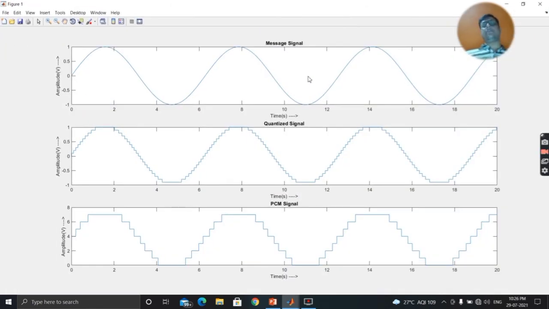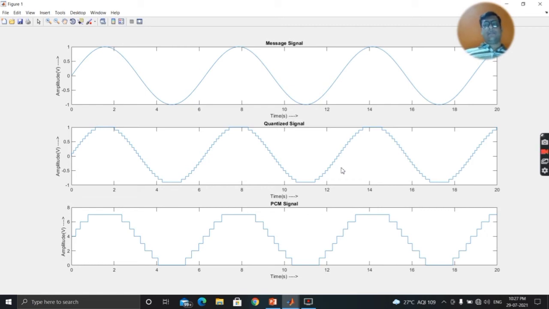The first figure is our message signal, so it is a sinusoidal signal. You can see that sinusoidal signal, and the time period we have identified is 0 to 20. That means 0 to 20 is the time period within which the sinusoidal signal is represented. Next you can see the quantized signal. This quantization is done with respect to uniform quantization. This is the uniform quantization you can see here.